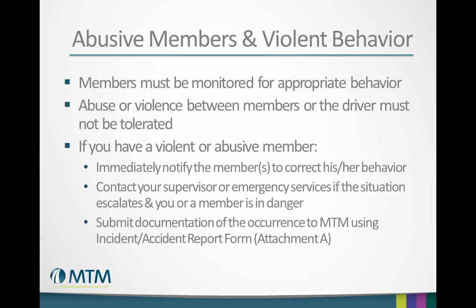Now, from time to time, you may experience that a member is abusive or violent. If you have someone that is being abusive or violent to another member in the vehicle or to you, the first thing you want to do is address it immediately. Ask him or her to correct their actions and behavior. You want to contact your supervisor or dispatch, again, in accordance with your company's policies. And then you want to document the incident in as much detail as possible using MTM's incident and accident form.